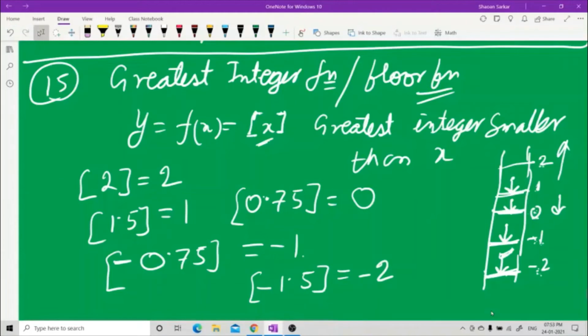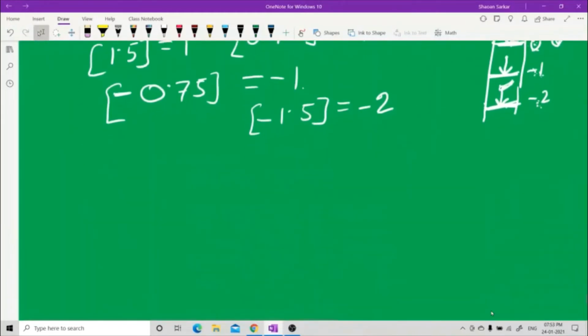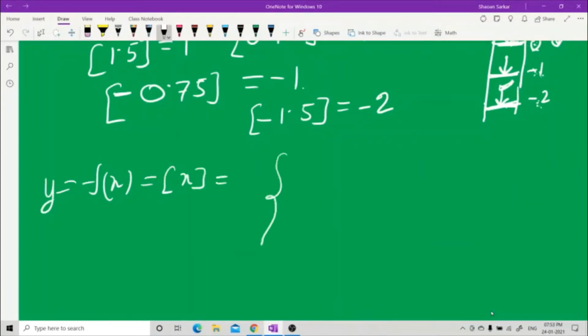Now let's write down the complete theory for this. y equal to f(x), greatest integer function of x. Now let me write down. For x between 0 to 1, for 1 to x less than 2, 2 is included, 3 is not included. 2 is included, 3 is not included. 1 is included, 2 is not included. 0 is included. I'm going up now.